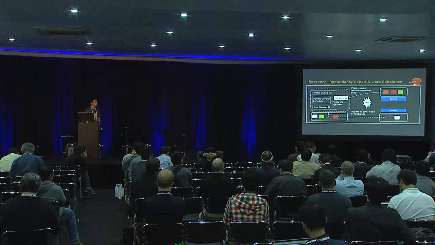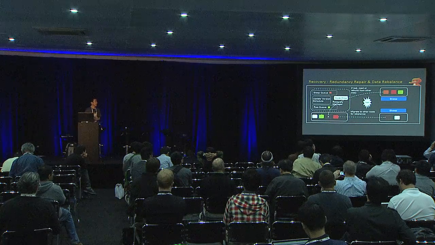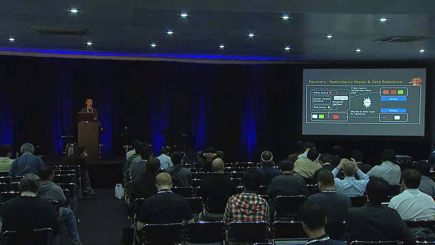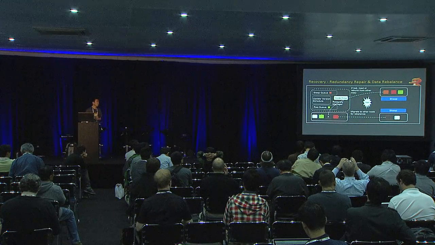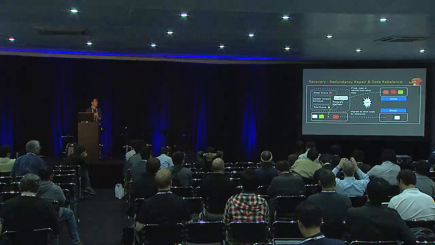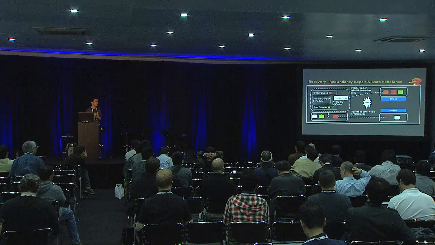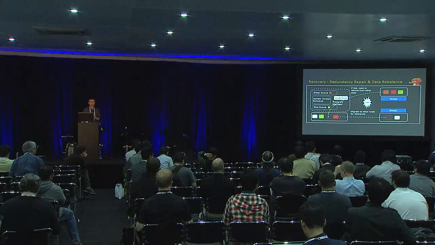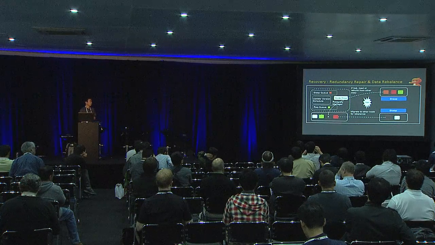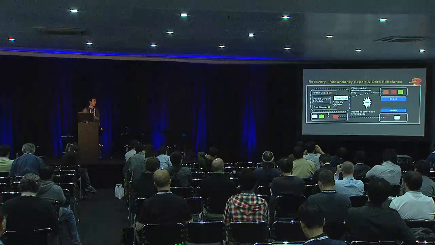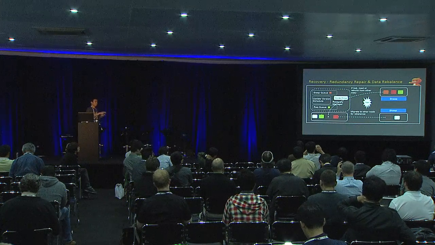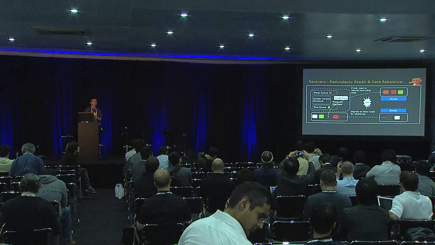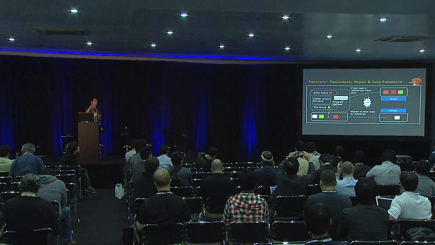Okay, the next part is how we handle recovery. Recovery in Sheepdog means two things. One thing is redundancy repair: when some copy gets lost, we will try to repair the copy. Another thing is data rebalance. When we add a node in, we need to rebalance the data to that node, and then the I/O will be rebalanced too.